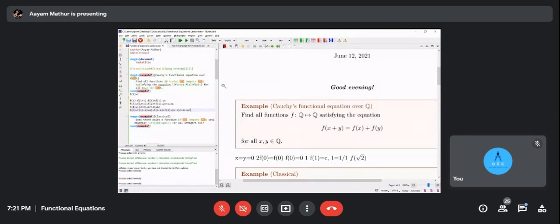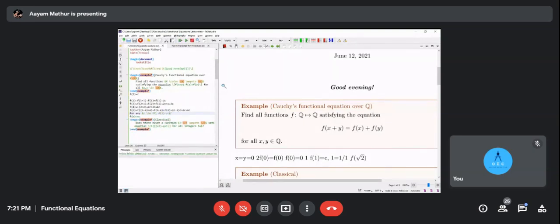Right. And so what we see now is for any natural number, you have f of n equals nc. This is the key takeaway here. f of n equals nc, where c is f of 1. All right. And then you could do a similar thing for the negative integers. And from that, you basically get for any z in Z, f of z equals zc.